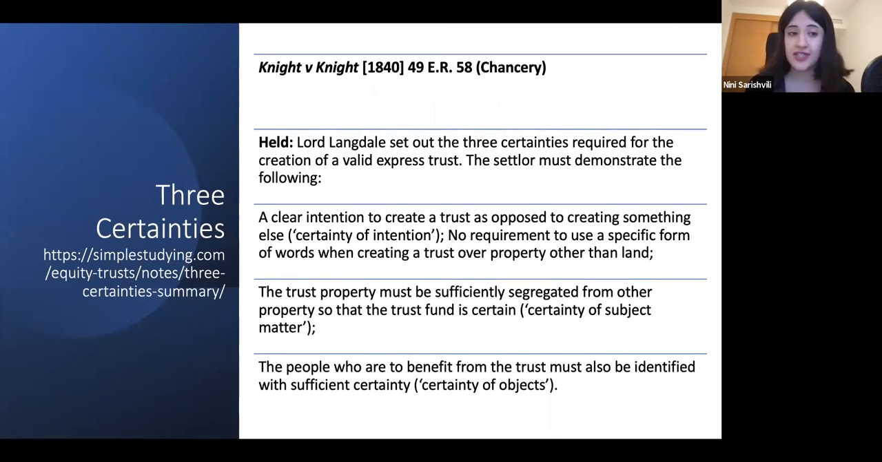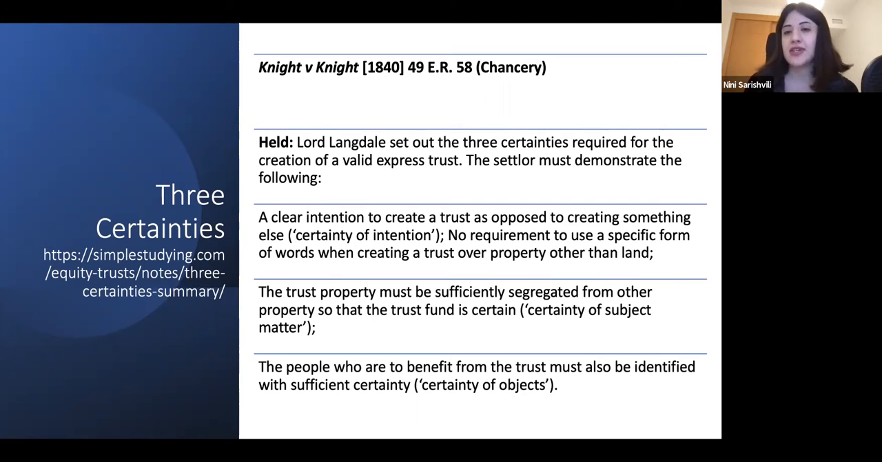Let's start with three certainties. It's highly recommended that after this session, when you receive the slides and the recording, you have a look at our notes on three certainties, the link to which is provided here. It's important that you also know this case, Knight versus Knight.